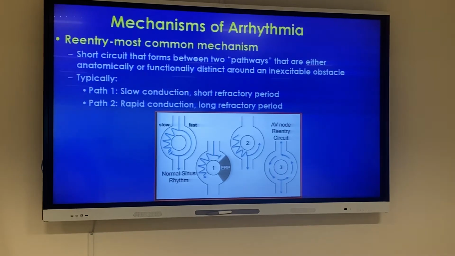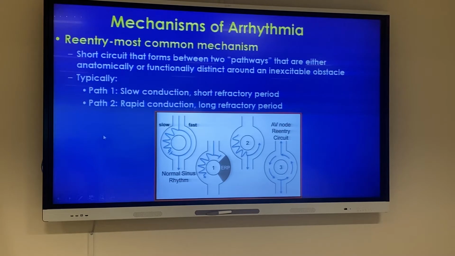And the refractory period has to be different. If the refractory period is the same, we cannot have any tachycardia, because if the impulse comes and is blocked in the two pathways at the same time, we will not have any re-entry. So it has to be one faster conduction, one slower conduction. One has longer refractory period, one has shorter refractory period.